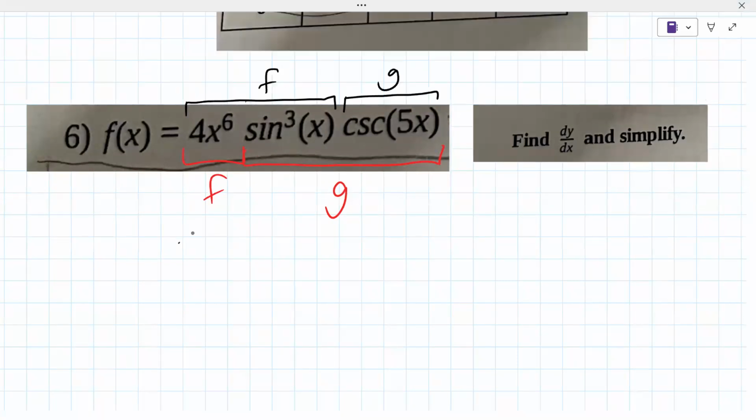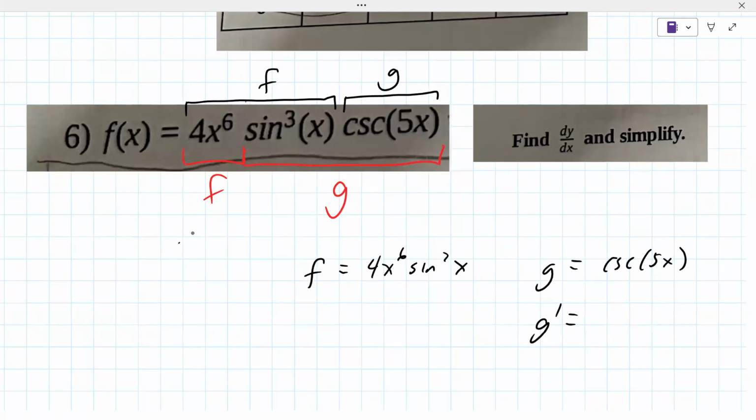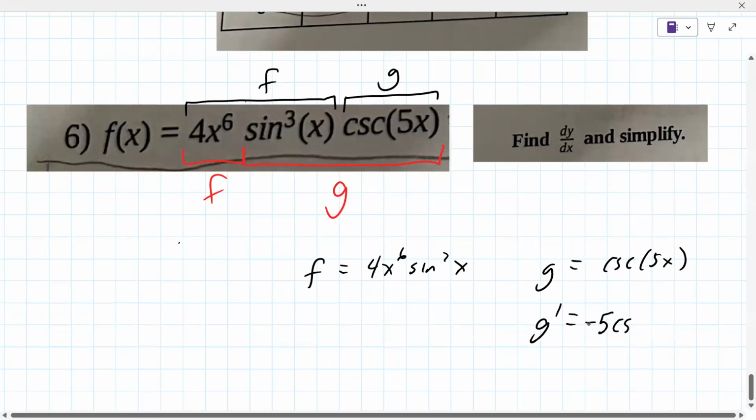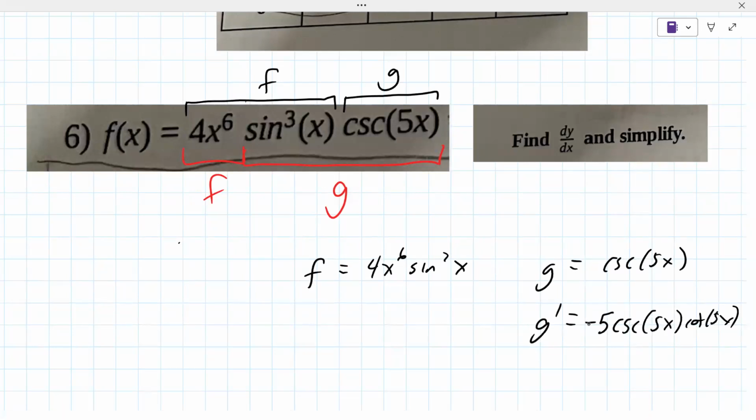So this way, I would probably write this out just to avoid potential mishaps. G prime, the easier one. Do you have the derivatives all memorized by this point? Oh yeah, 5, -5. Cosecant 5x, cotangent 5x. Yeah.